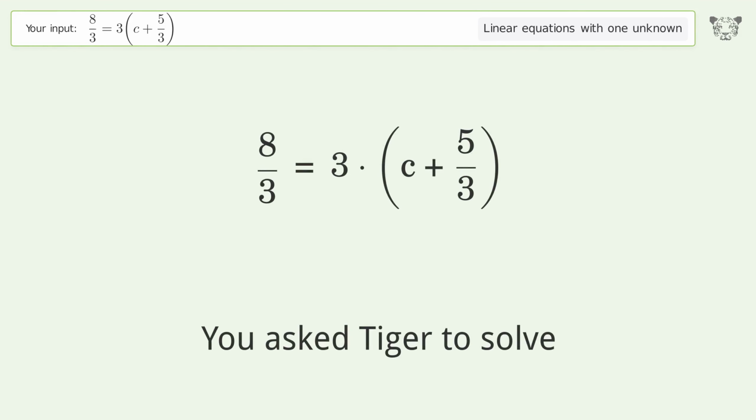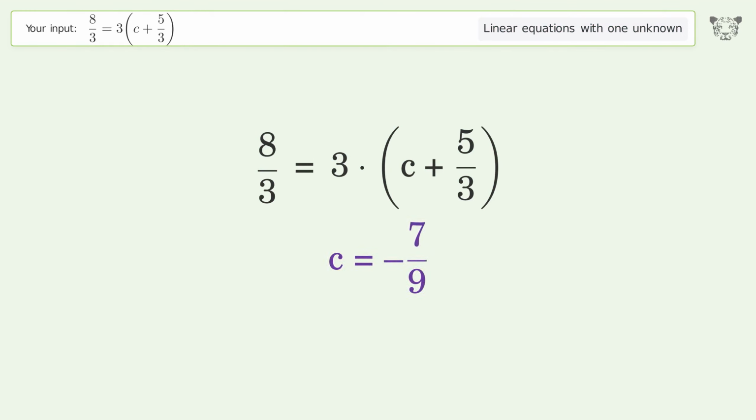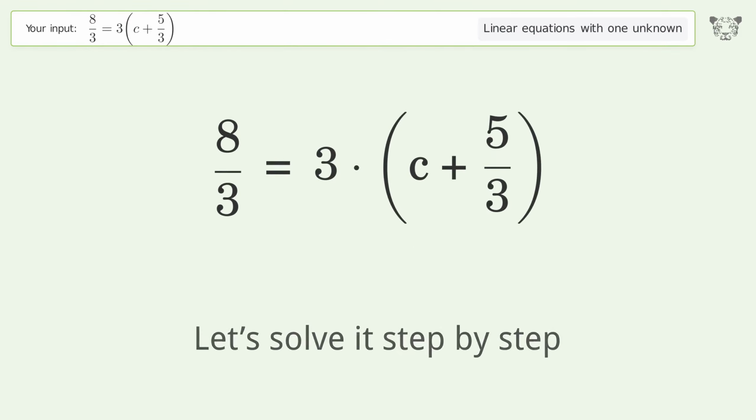You ask Tiger to solve this. It deals with linear equations with one unknown. The final result is c equals -7/9. Let's solve it step by step.